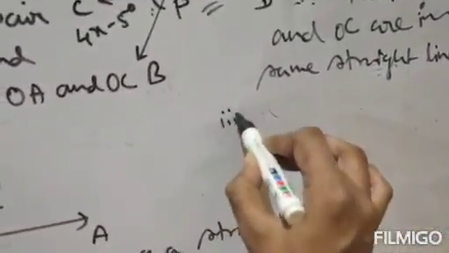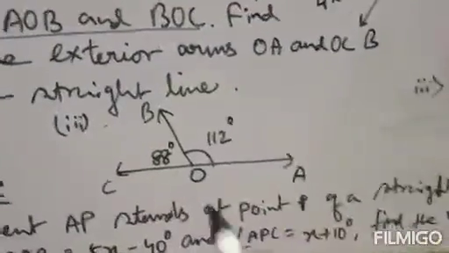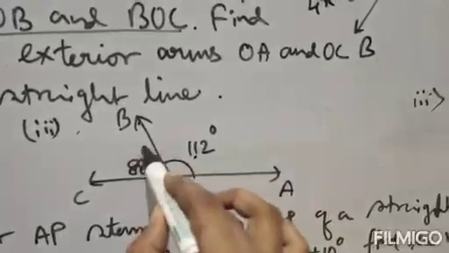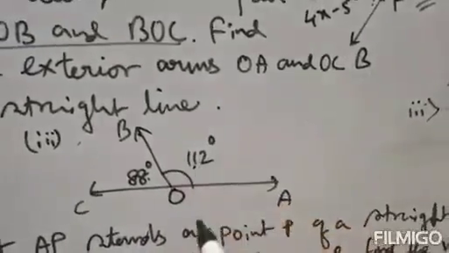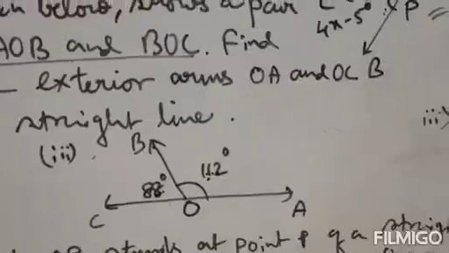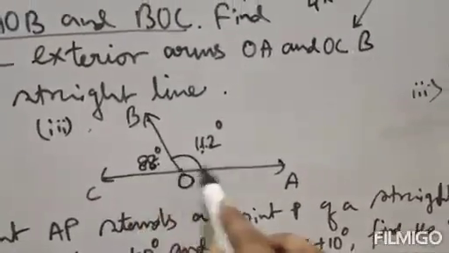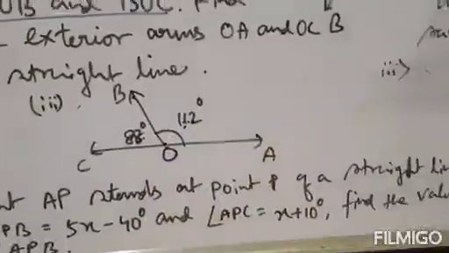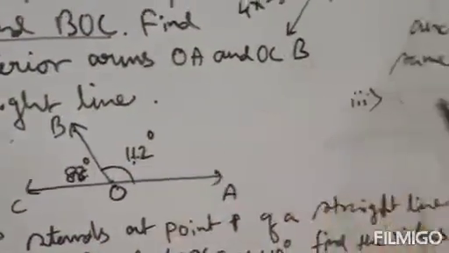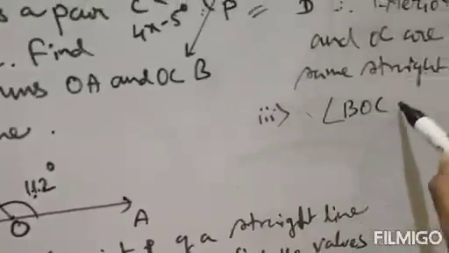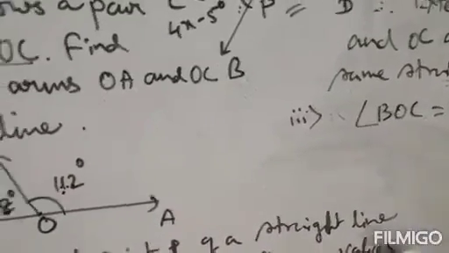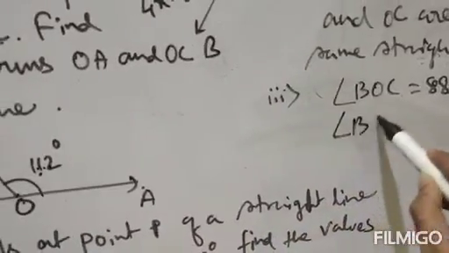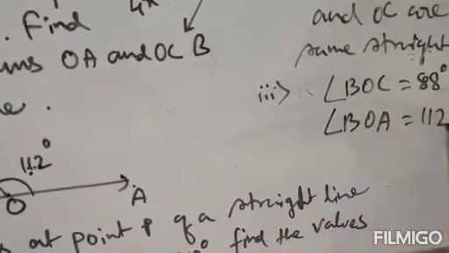Next, question 3. Question 3, the same thing. We will just add these two angles, because this angle COB is 88 degree, and this angle BOA is 112 degree. So if the sum of these two angles is 180 degree, only then these two exterior arms will be on a straight line. So just find first the sum of these two angles. Angle BOC is given as 88 degree, and angle BOA is given as 112 degree.